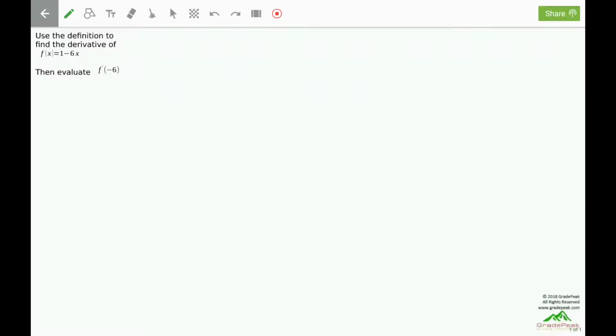Use the definition to find the derivative of f of x equals 1 minus 6x, then evaluate f prime of negative 6. The first thing we're going to do is write down the definition of the derivative. F prime of x equals the limit as h goes to 0 of f of x plus h minus f of x divided by h.